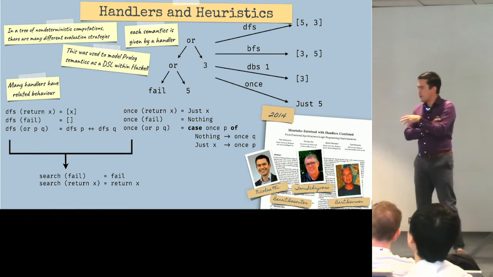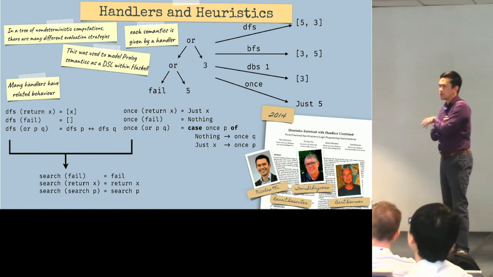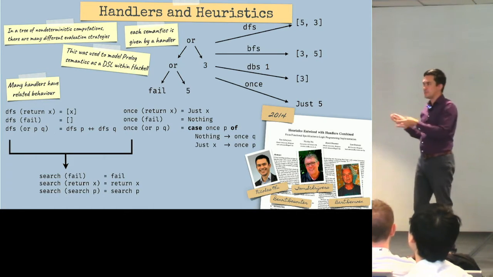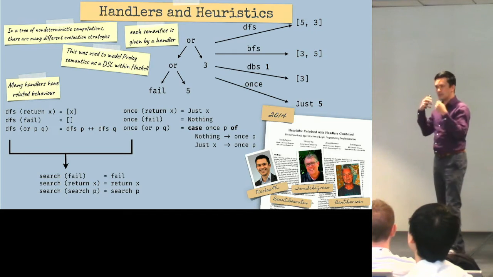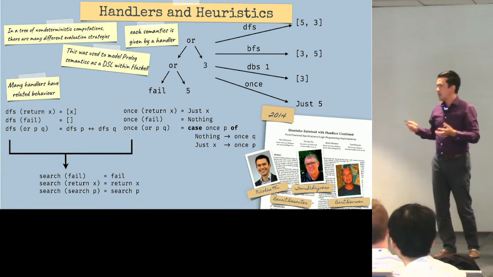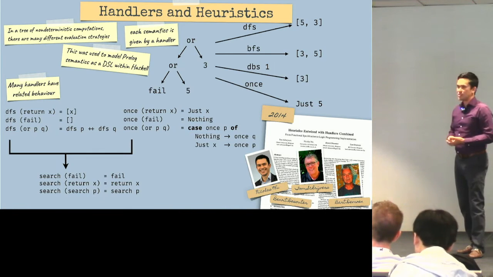If you search for return x, you get return x. And if you search for search, you get back the search. So these are just some laws that correspond to how these different handlers might behave. There's a kind of equational theory that relates all these different search strategies. But the trouble is that these search strategies are not algebraic.